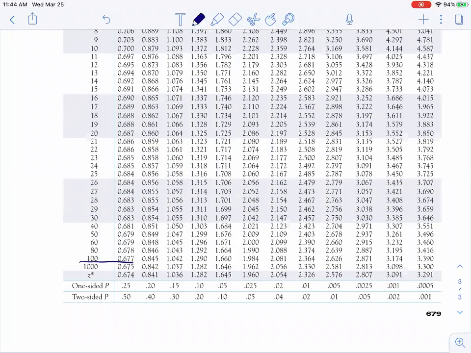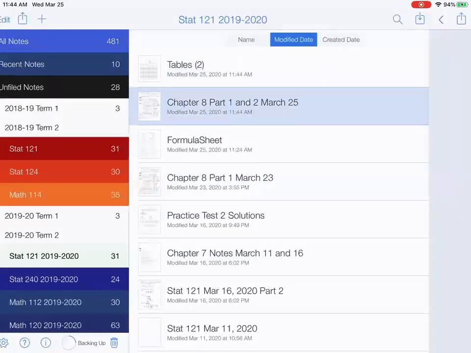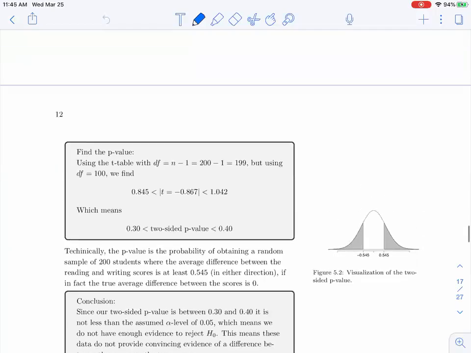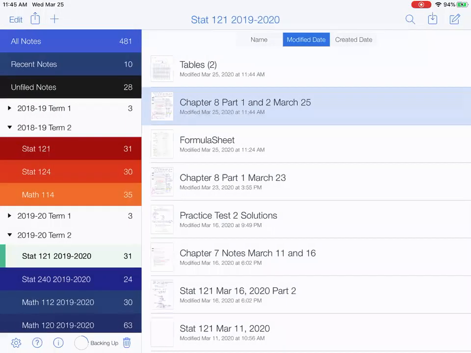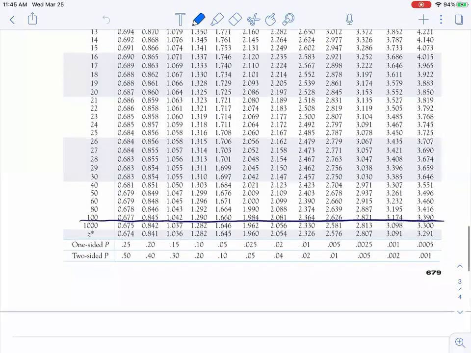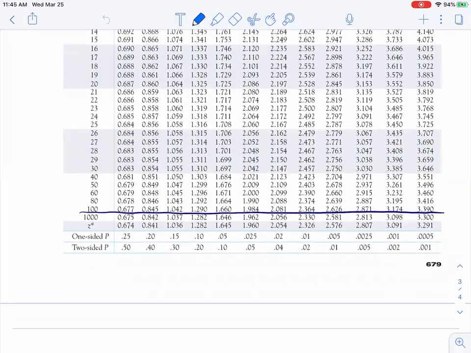And what we do is we go along here. So now we're stuck on this row here. And what we do is we try to find the 2 values that wrap around negative 0.867. But remember, we don't have negative numbers, so we're just at 0.867. So that's between this value and this value.